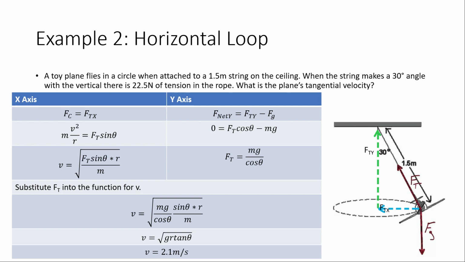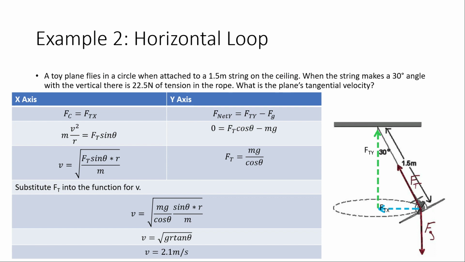So there's our horizontal loop. It's a little trickier, right? But if we've set up a nice clear diagram, we make sure to set our x-axis to be the same plane as the acceleration. In this case, it's a horizontal acceleration pointed into the center of that horizontal loop.